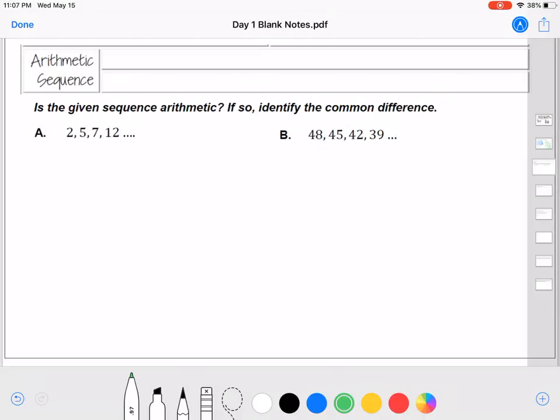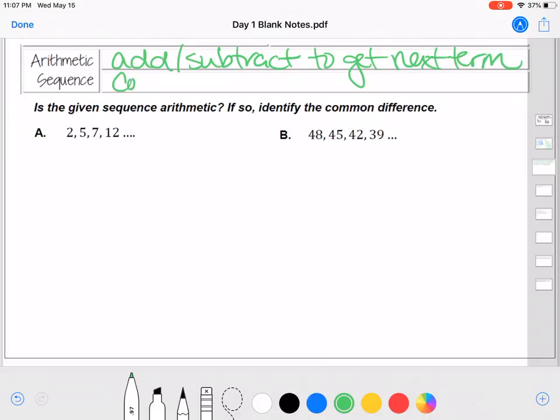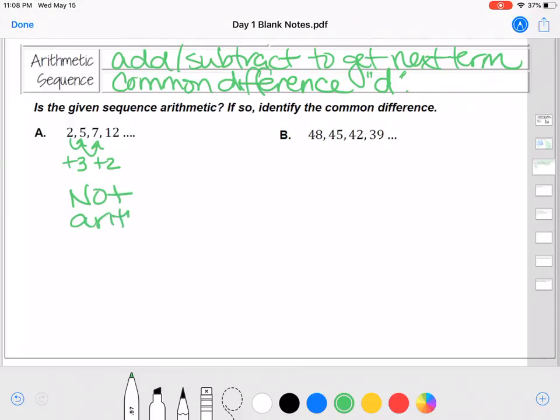An arithmetic sequence is one in which you either add or subtract to get the next term. And they say there's a common difference, d. It says, is the given sequence arithmetic? So we're looking to see if there's a common difference. Here we can see we're adding 3 and then we're adding 2. So there's not a common difference, so this would be not arithmetic.